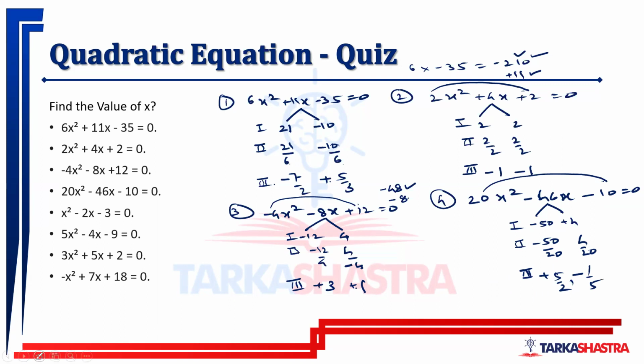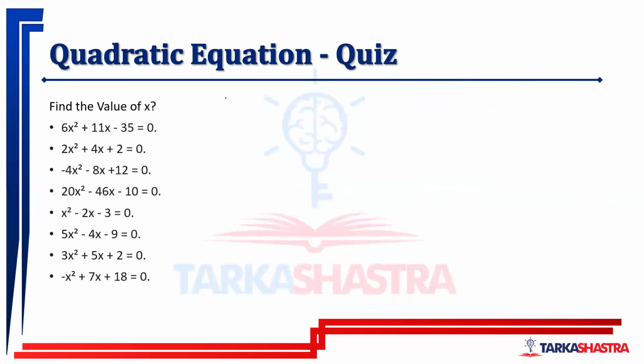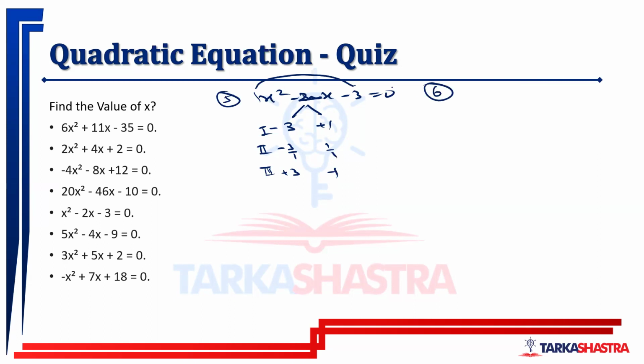Okay. Moving forward to the fifth question. We have x square minus 2x minus 3 equal to 0. We want the product to be minus 3. The split will be minus 3 and positive 1. Simple. Second step, minus 3 by 1, 1 by 1. Third step, positive 3, minus 1. Very easy questions. If you are able to find out the first step, then a quadratic equation is very easy to solve.